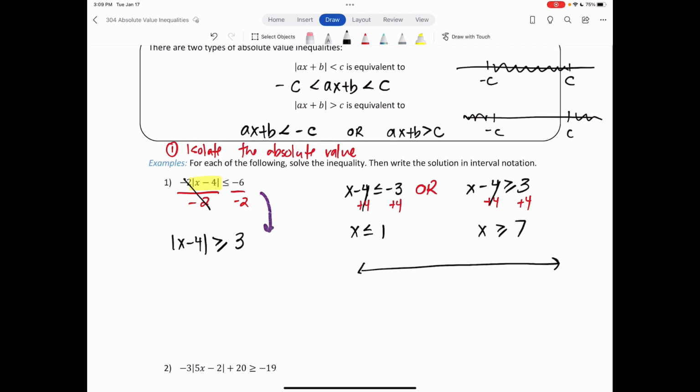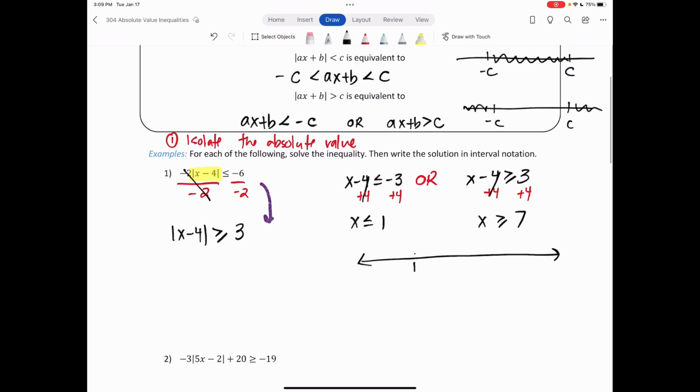So on my number line, I have 1 and I have 7. I want x to be less than or equal to 1. I'm going to put a filled in circle there because I have that equals. Or greater than or equal to 7. Again, another filled in circle because I have that equals.